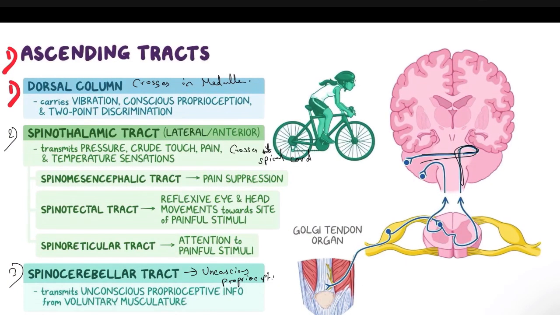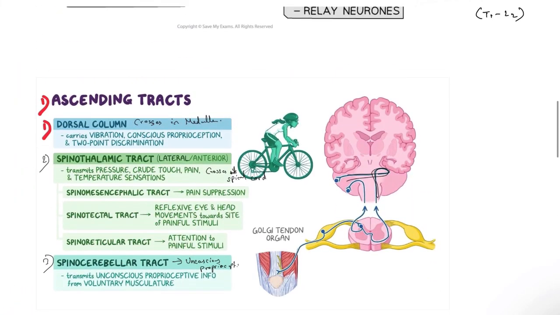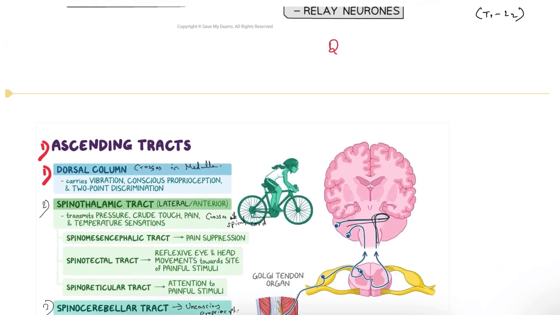Now we are going to discuss the descending tracts. I don't have an image, so I am writing here. Now, descending tracts mean motor. In these descending tracts, the first one we can see is the lateral corticospinal tract. Its main function is voluntary movement.